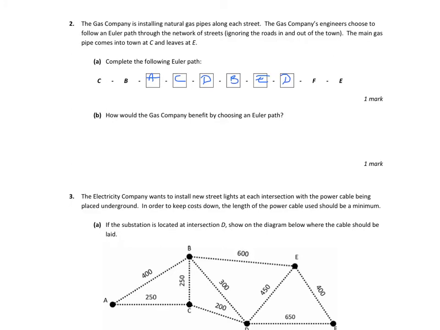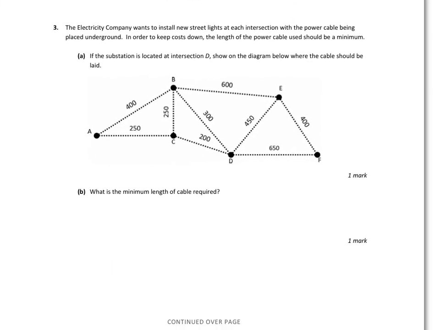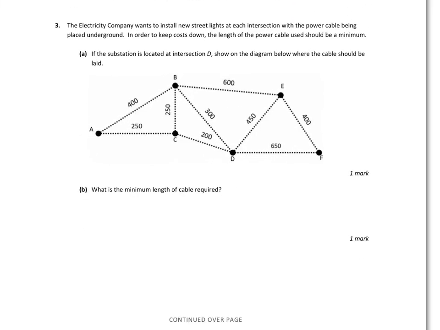Question 3 now says an electricity company wants to install new lights at each intersection with the power cables being placed underground. In order to keep costs to a minimum, the length of the power cable should be a minimum. If the substation is located at intersection D, show on the diagram where the cable should be laid. So what we're actually looking for here is a minimum spanning tree.